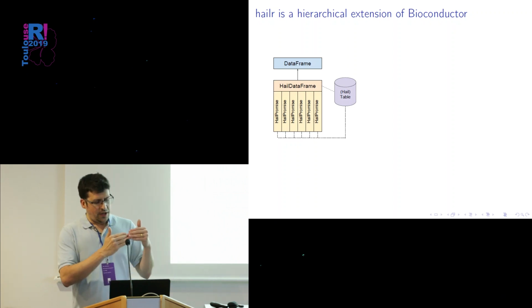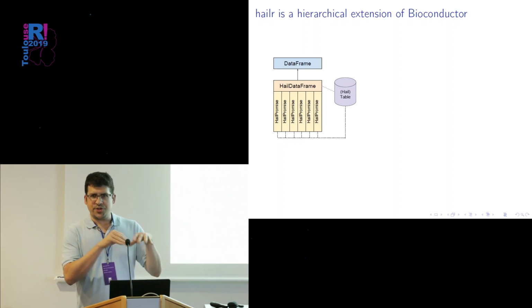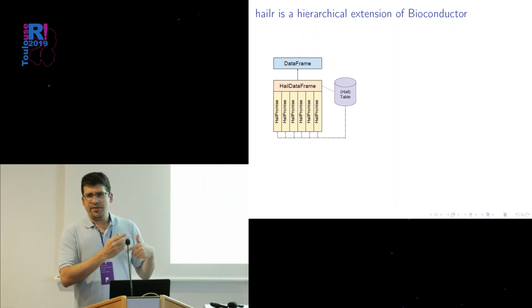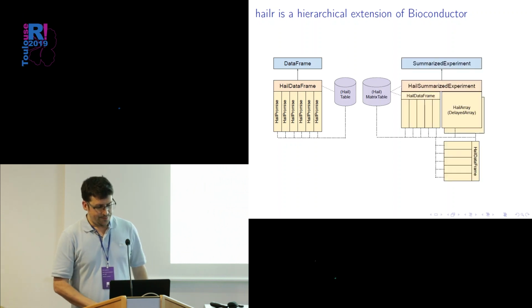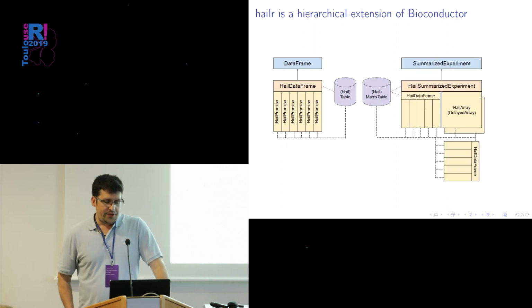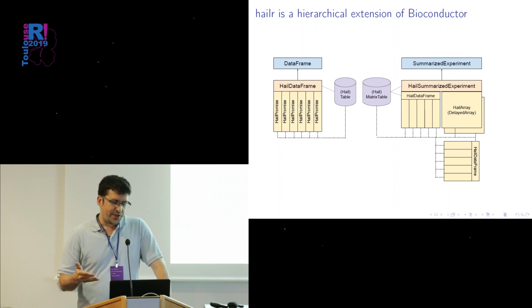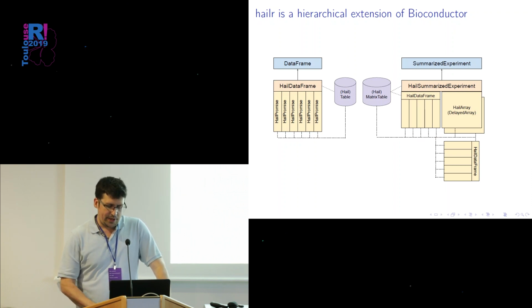I mean, a big problem with optimization, of course, is do you do it at the low level or the high level? This gives us some flexibility in the granularity of the optimization so that we can optimize at different levels. And the same goes for extending that idea to the Hail summarized experiment object.